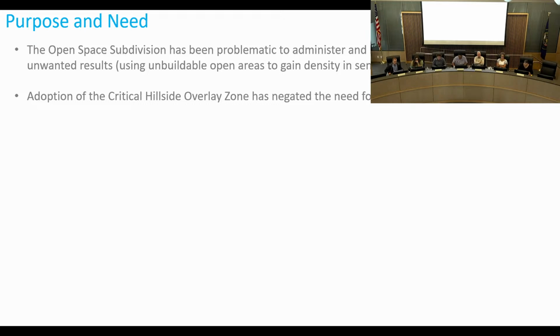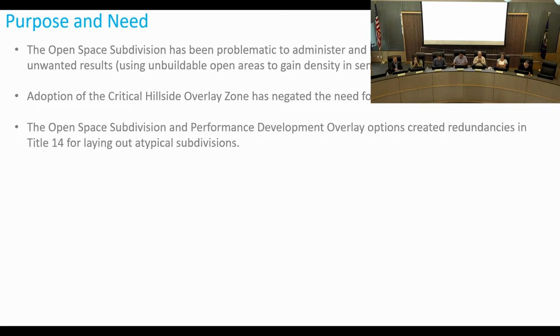In addition to that, in recent years, we've adopted the critical hillside overlay zone. That has created a lot of redundancies with the open space subdivision, and the critical hillside provides protections that the open space subdivision was meant to provide. There's also redundancies between the two chapters in front of you tonight. As they currently are written, the open space subdivision and the performance development overlay oftentimes create a lot of the same results.